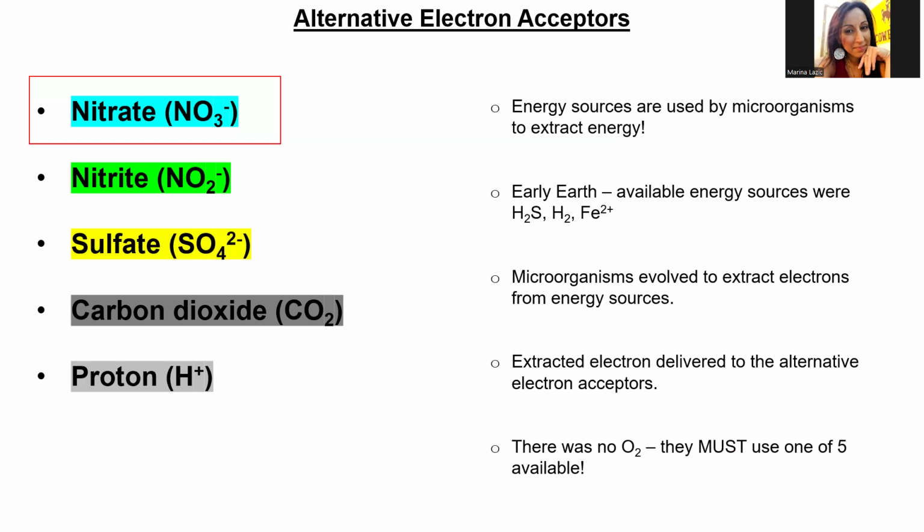The first one is nitrate, NO3 minus. You will see me using NO3 minus often, simply because I am constantly messing up the pronunciation between NO3 minus and NO2 minus. They're different compounds, nitrite and nitrate, different molecules and different terminal electron acceptors. That's why I tend to use chemical formulas, because that's more precise.